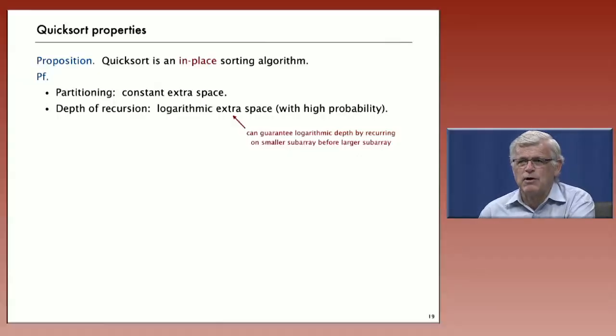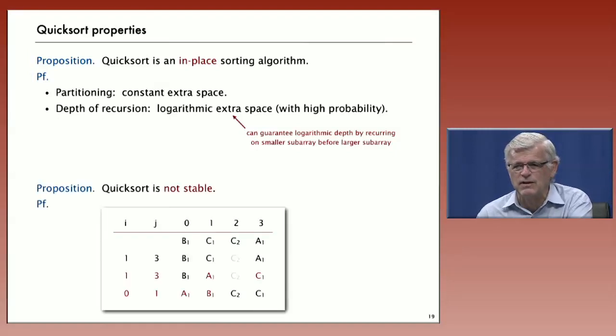So let's summarize the properties of Quicksort. It's in place. It doesn't use any extra space. The depth of recursion, again dependent on the random shuffling, is going to be logarithmic. You can limit the depth of recursion by always doing the smaller subarray before the larger subarray, but that's not really necessary nowadays as long as you've done the random shuffle.